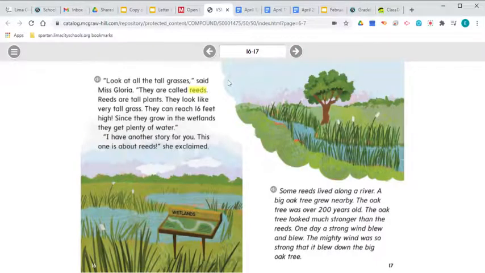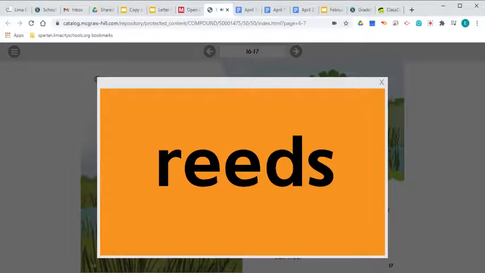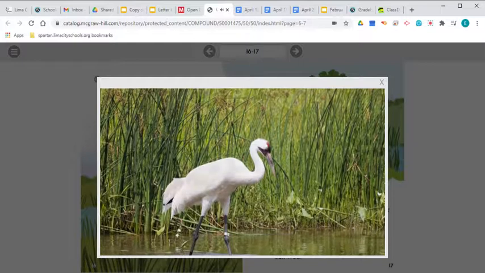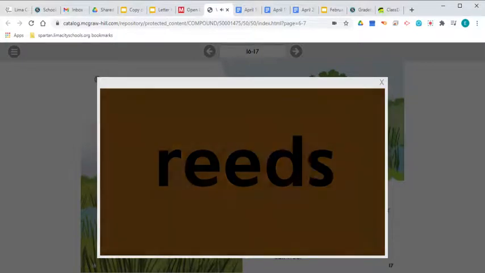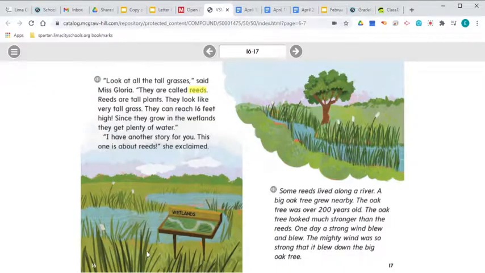One more vocabulary word, and it's the word reeds. They are called reeds, and they're talking about reeds that are the tall plants. Reeds. Plural form of reed. A certain type of tall grass that usually grows in wet areas. Tall reeds grow by the pond. Right, so we're talking about those reeds, those plants that grow in a wetland area, right?